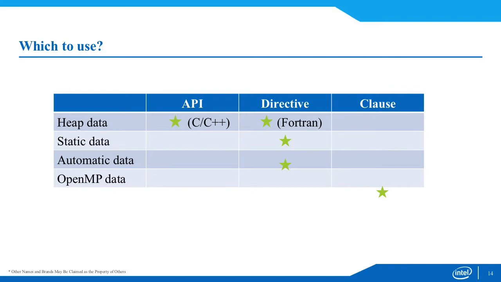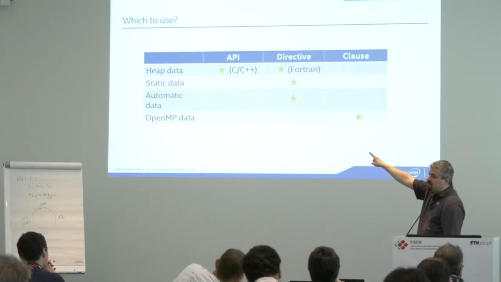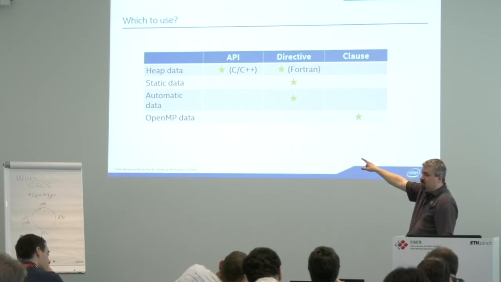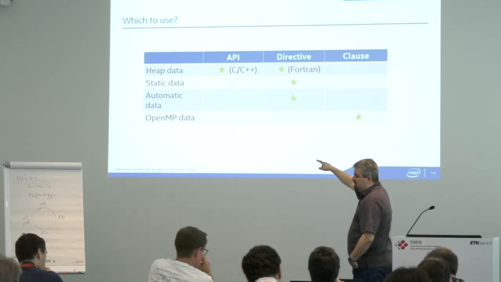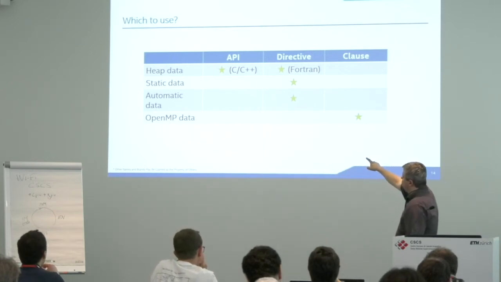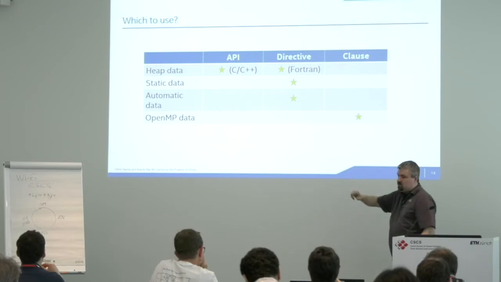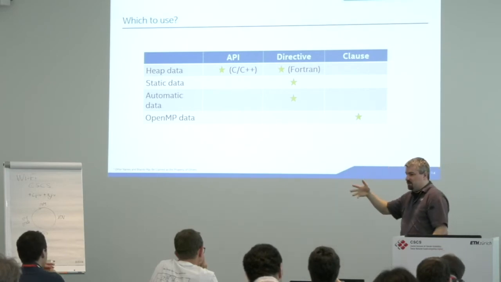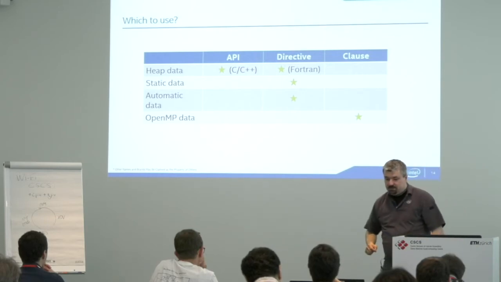If you're talking about heap data in C/C++, you can of course use the API. In Fortran, with ISO-C binding you can do that, but you don't get a real Fortran pointer out of that. You can use the directives in Fortran to modify the allocate statement. For static data we have a directive. In C we didn't yet talk about that a lot, because where the data segment is allocated is actually a link-time decision in most systems, so it could be harder than expected to modify that. For automatic data, you can use a directive. And then there's OpenMP data, so shared, private, firstprivate, reduction variables, and so forth. You can use the clause to modify these.